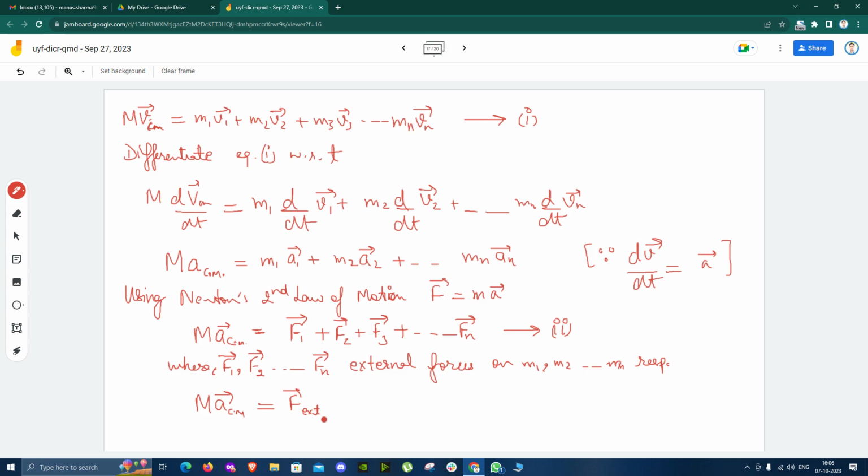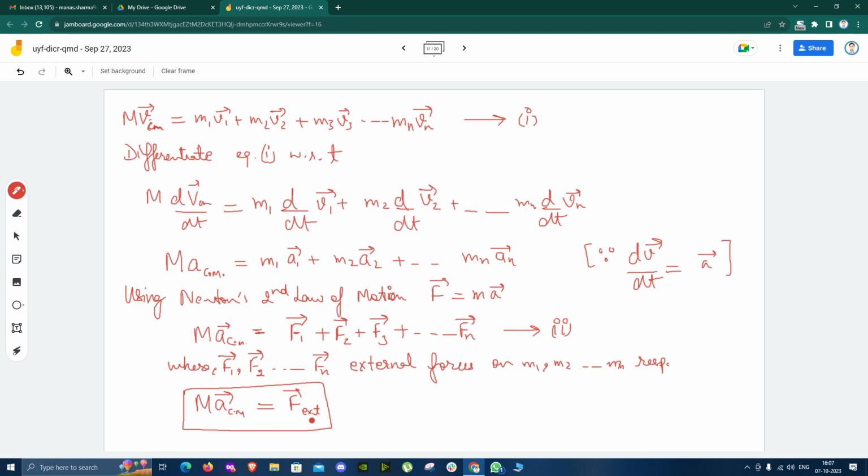total external force. So here we can see that if you see all the particles separately and take it as a system, then whatever the center of mass will be, if you consider that point and see that F external is working on it, they are the same thing.